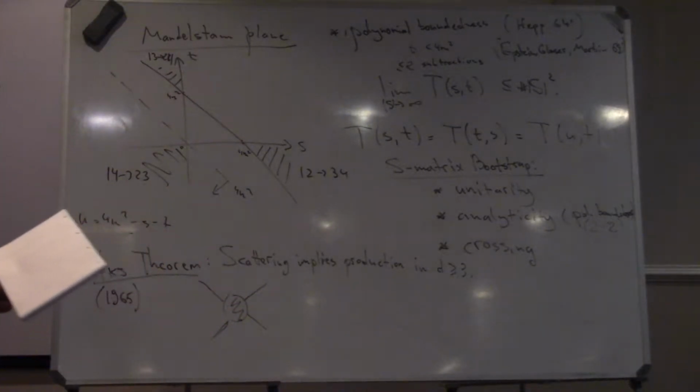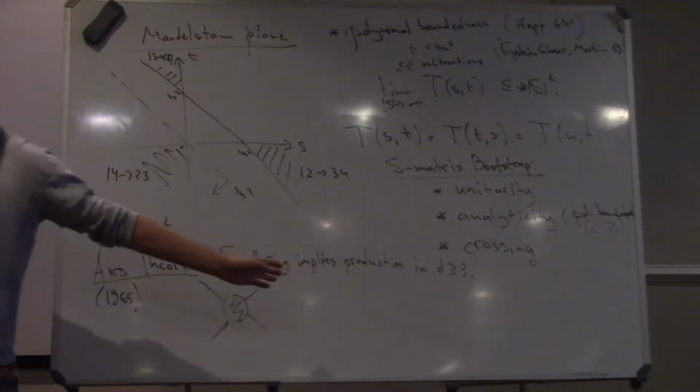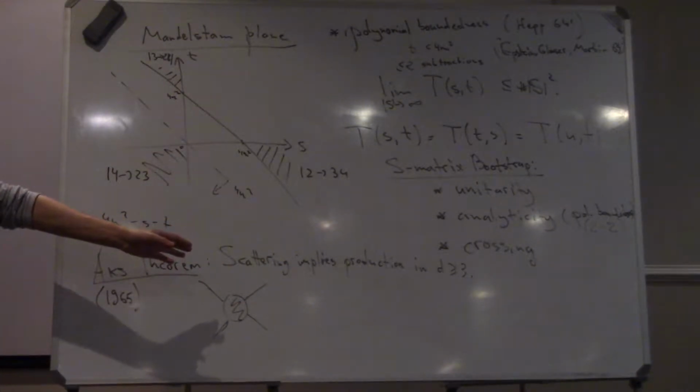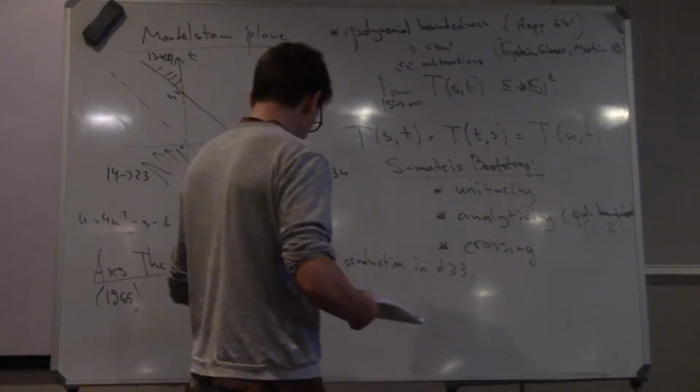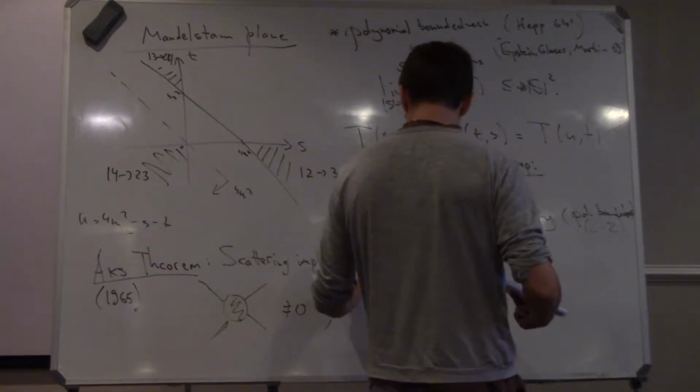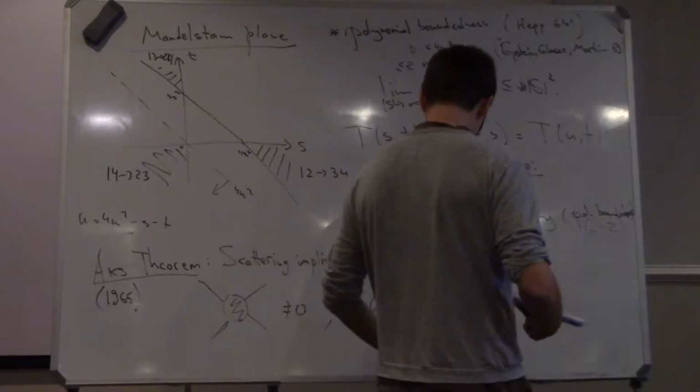Now you can ask yourself, could it be that all the amplitudes with higher point functions where you have production are 0? So that this amplitude is non-zero, and these amplitudes are 0.